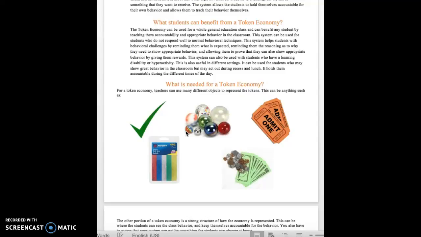The system can also be used for students who show great behavior in the classrooms but may act out during those times.